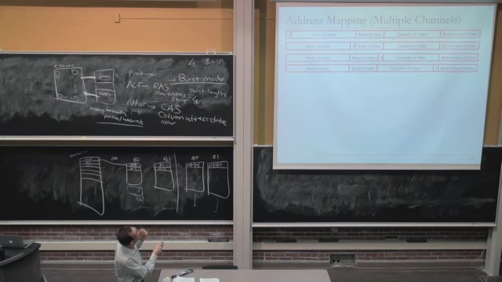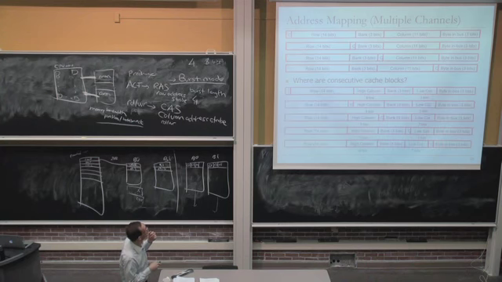So with multiple channels, you have more choices. Let's say you have 2 channels. Where do you put the channel bit? Right. We briefly covered this. So I'll let you figure out where are the consecutive cache blocks in this system versus this system. Should be fun.